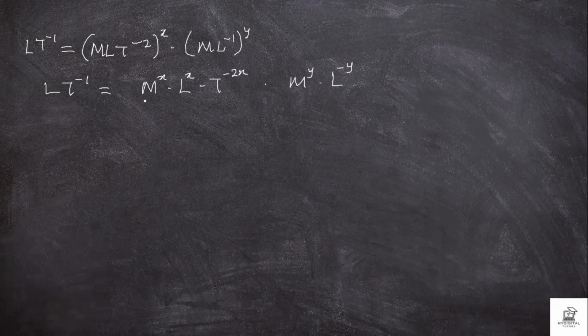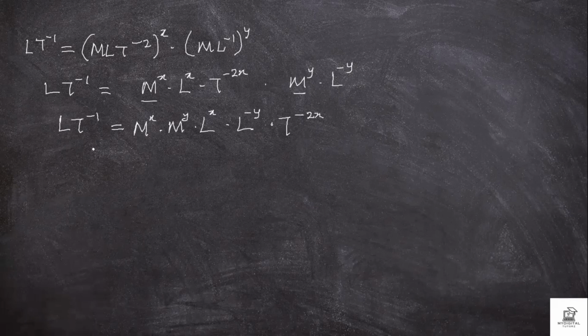So now let's bring those that are of the same kind close to each other, M and M, L and L. So here we have LT minus 1 is equal to, here is M, here is M. M raised to power X multiplied by M raised to power Y. The same goes to L. We have L raised to power X multiplied by L raised to power minus Y. Then you have T raised to power minus 2X.